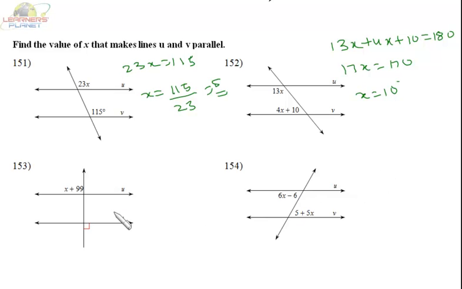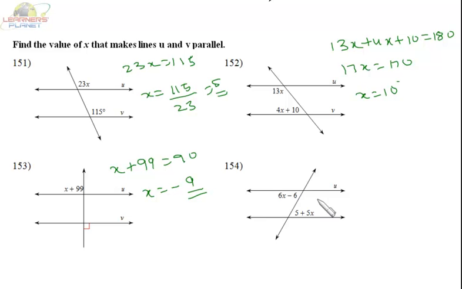Now in this case, this angle is 90 degrees and this is x plus 99. Both of them are alternate exterior angles since they are lying on the opposite sides of the transversal. If the alternate angles are equal, the lines U and V will be parallel. So x plus 99 should be equal to 90. That means x is equal to minus 9.